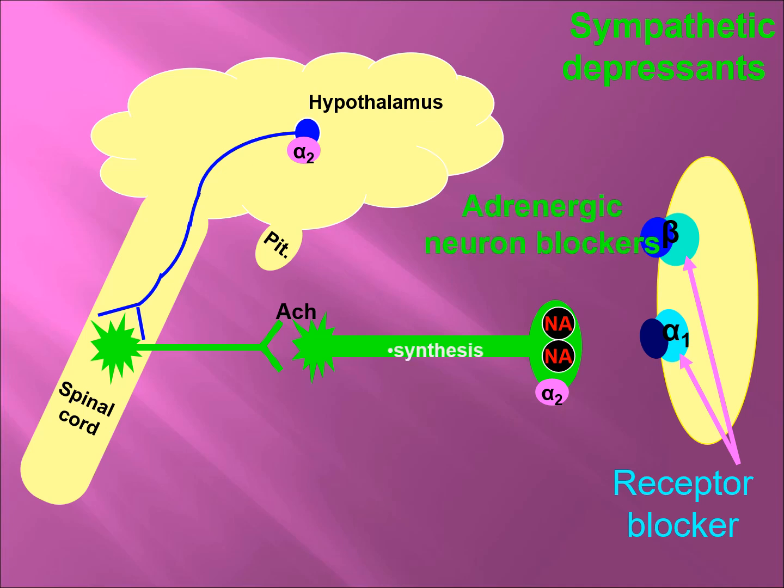Or adrenergic neuron blockers. These are drugs which act in the sympathetic nerve ending to prevent release or deplete stores of noradrenaline. And you can get drugs which inhibit synthesis of noradrenaline. Ganglion blockers will block both sympathetic and parasympathetic ganglia. And finally, central sympathetic depressants. These are drugs which inhibit sympathetic tone originating from the CNS, a group of drugs which are alpha-2 stimulants or alpha-2 agonists.